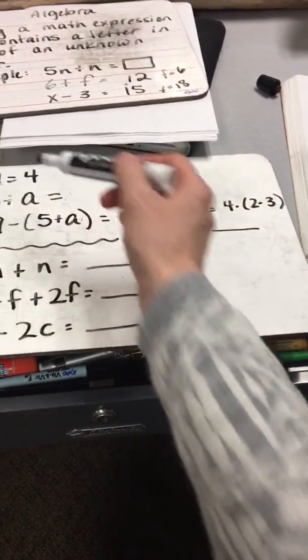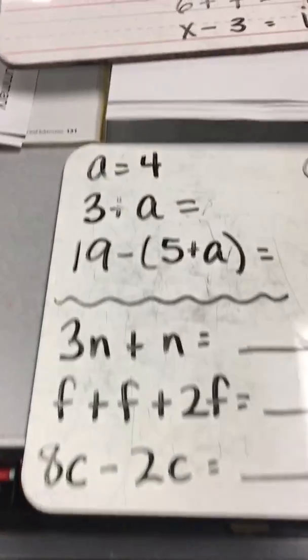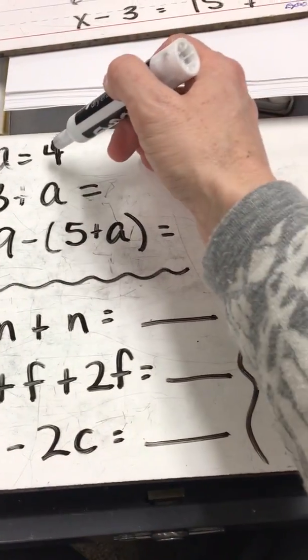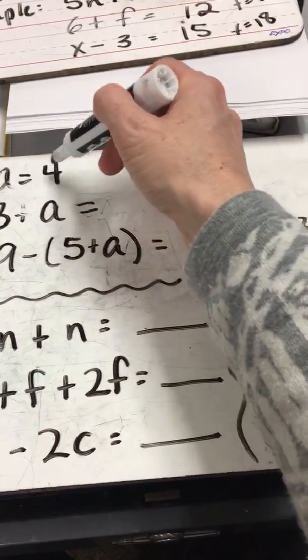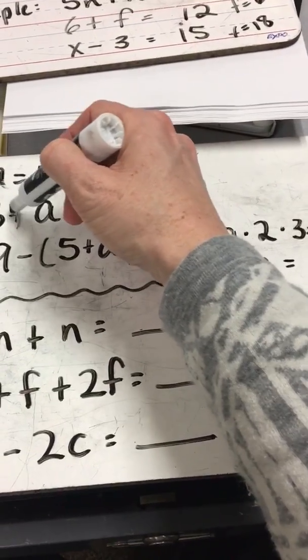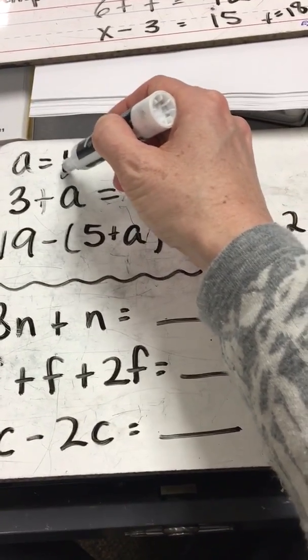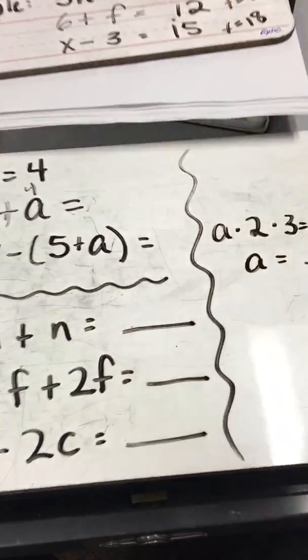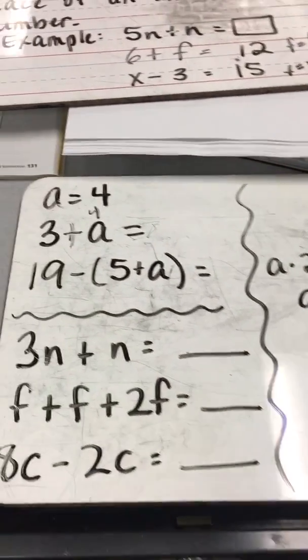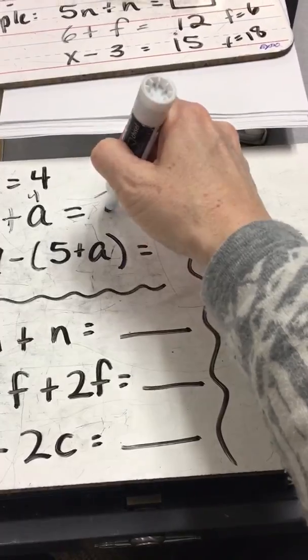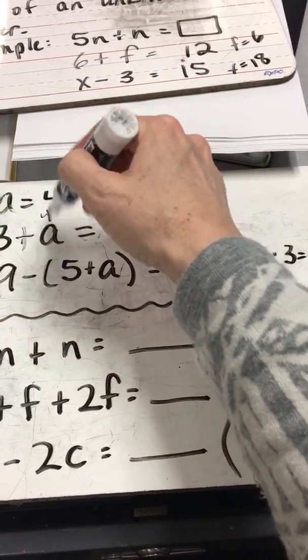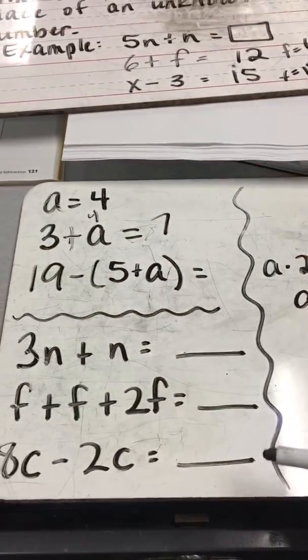When you go to work in your workbook, you're going to be getting problems where they may let you know what the letter stands for. It might say that A is going to equal 4. So if you have 3 plus A, that means 3 plus 4, and the sum would be 7. So 3 plus A, with A having a value of 4, is 7.